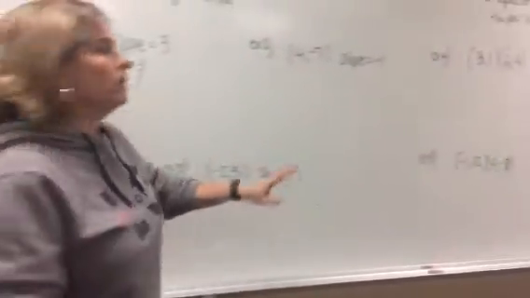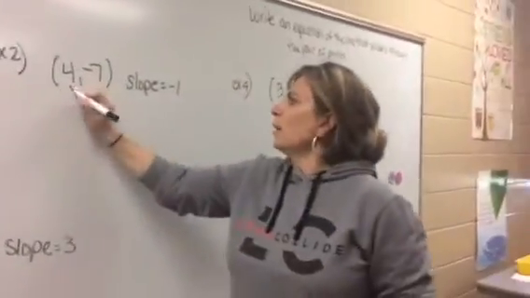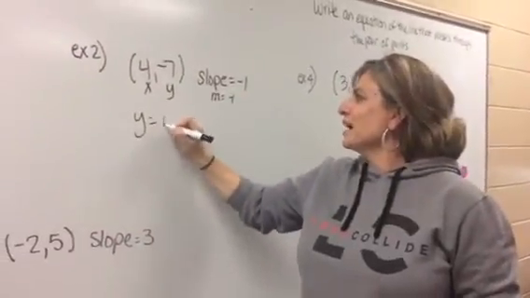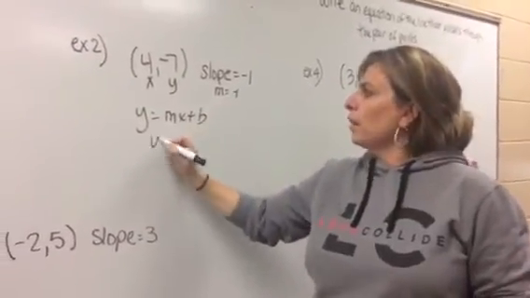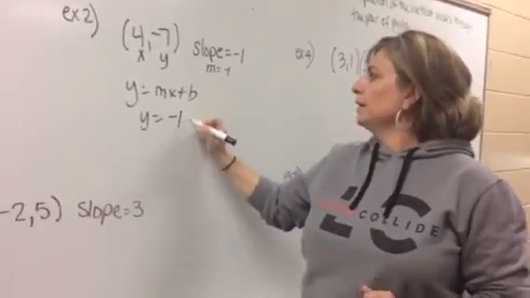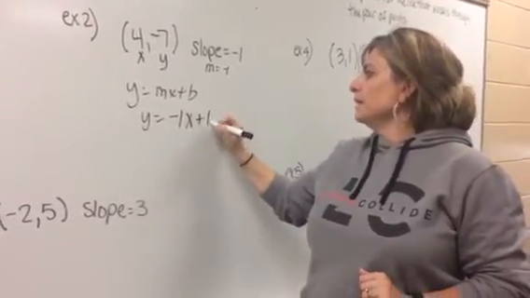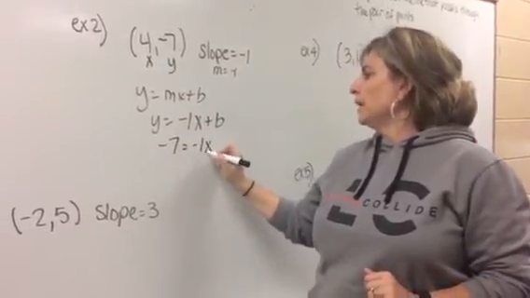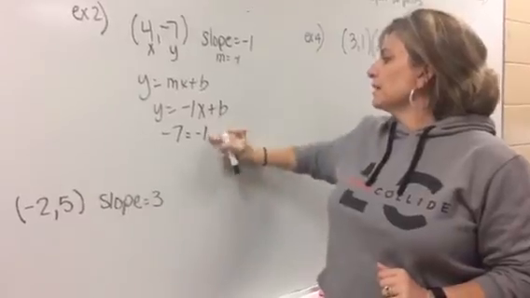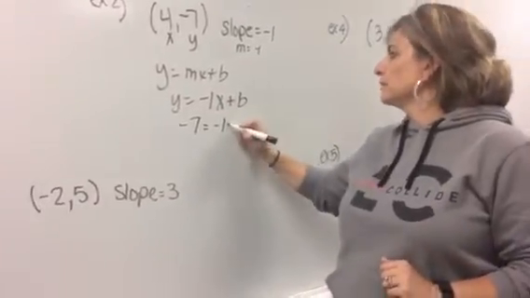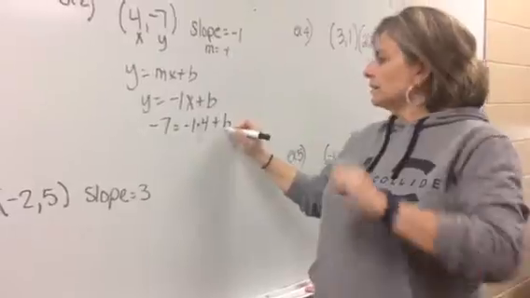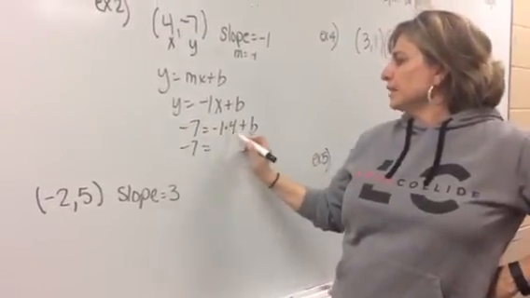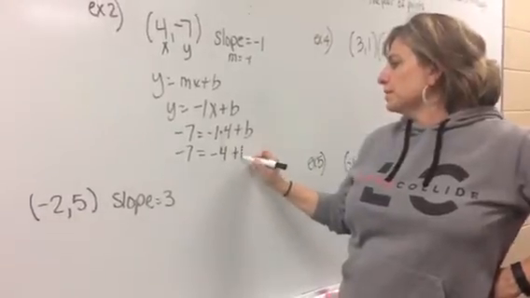We're going to go a little quicker. Okay, here's my x and y. Here's my m. y equals mx plus b. y equals -1x plus b. y is -7 equals -1 times my x, which is 4, plus b. Let's solve for b. -7 equals -1 times 4, which is -4, plus b.